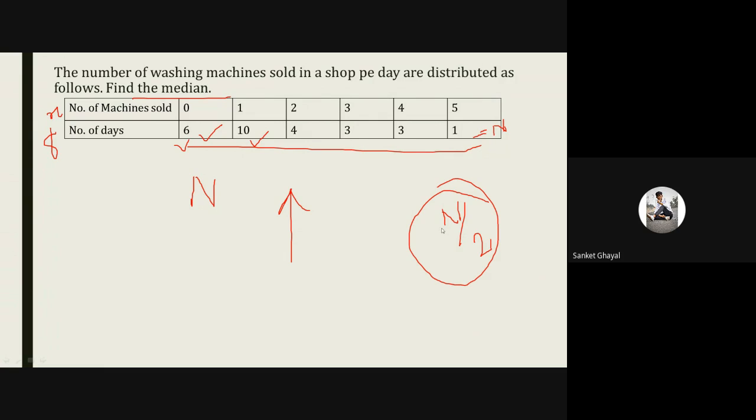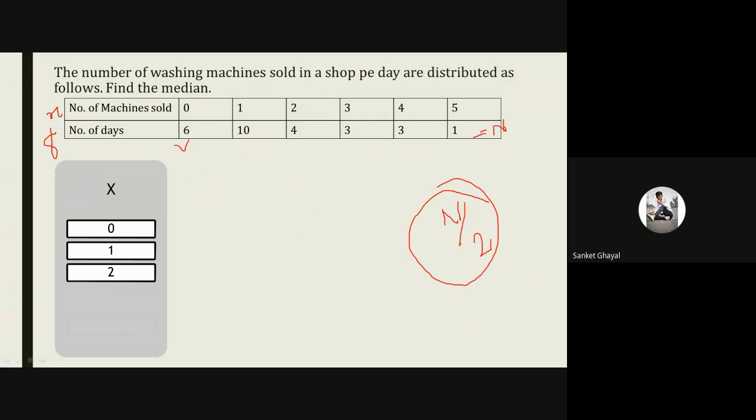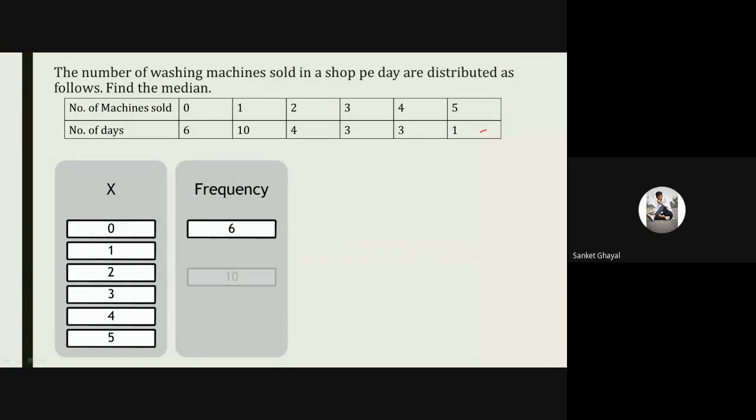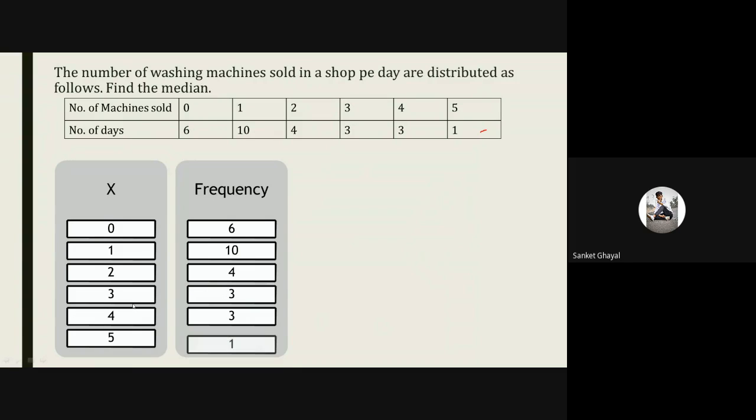Just find out first, what is the first step? Number of machines. Second step is what? Number of days. Here, 6. One thing to remember: if they have asked for the median, just go for the less than CF. If the frequency is given, first calculate the less than CF.